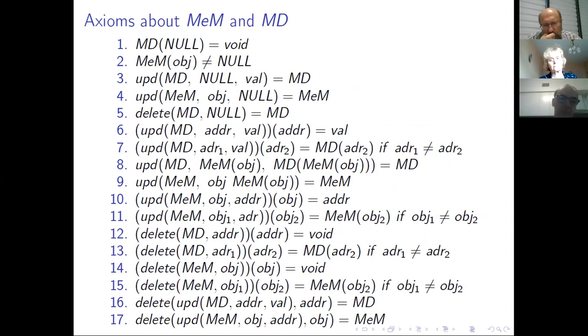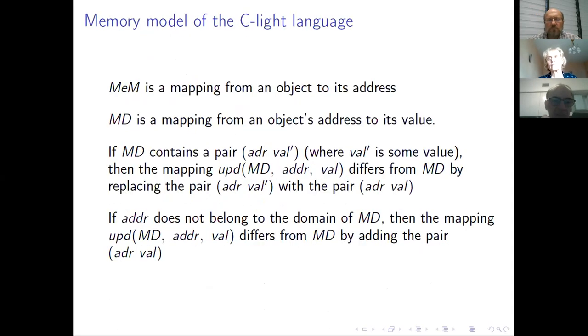We do not consider address arithmetic. We consider each address as an interpreted constant, without plus, minus operations on addresses. Thus, we may describe our memory model using such simple axioms, using operations update and delete. Okay, mem of an object is not zero, is not the null pointer. This is null. Okay, yes.